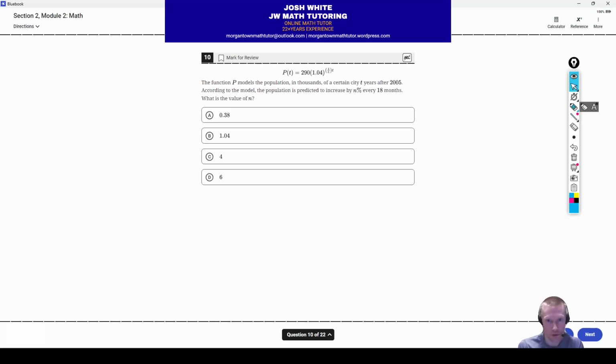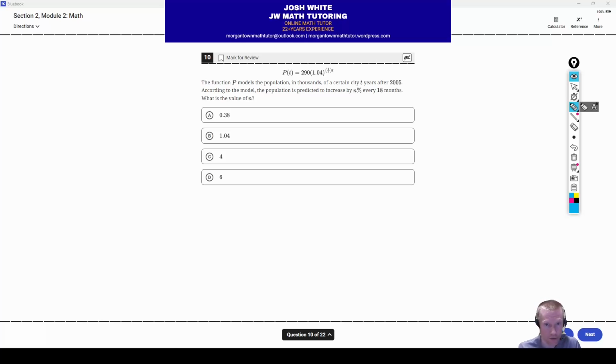Next, we have an exponential function. And so in this problem, okay, this is telling you how much the population is going to increase after t years. Well, specifically, 2 years after 2005. According to the model, it's predicted to increase by n% every 18 months. What is the value of n? All right, there are two different ways you could do this one.